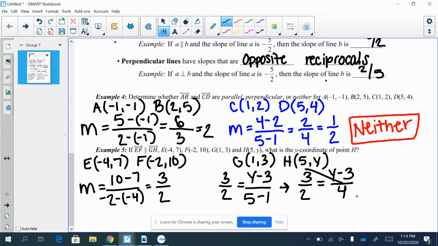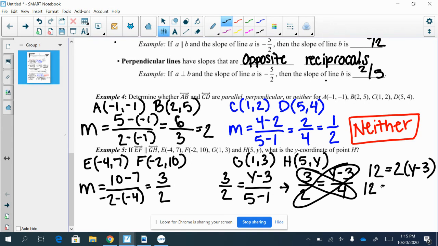And then we can cross multiply. So 3 times 4 is 12 is equal to 2 times y minus 3. So 12 is equal to 2y minus 6. Add 6 to both sides. 18 is equal to 2y. y is equal to 9. And that is your final answer.